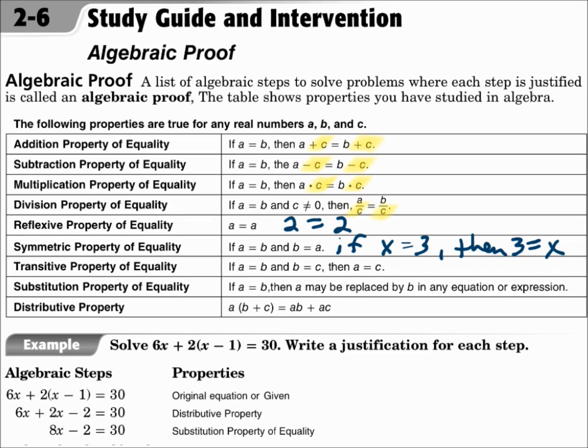For substitution, if you know the value of a variable, you can substitute that value in for the variable in any equation or expression. And then the distributive property, if you have something times a quantity, do the outside times each item inside, A times B and A times C. These properties will be the reasons to justify each step in our algebraic proof. So make sure that you refer to it, you keep it handy, and you decide which property is happening each step of the way.